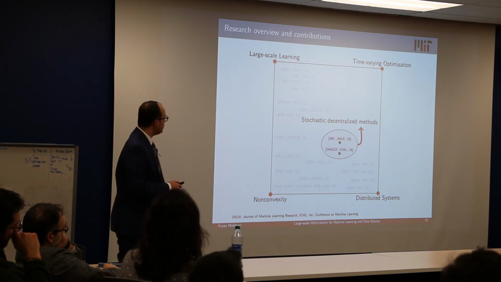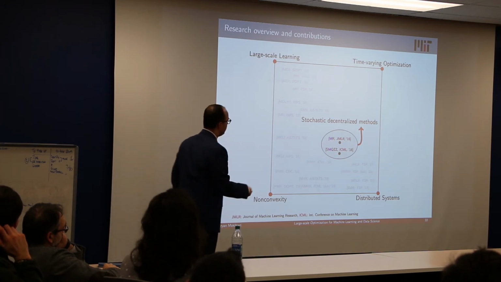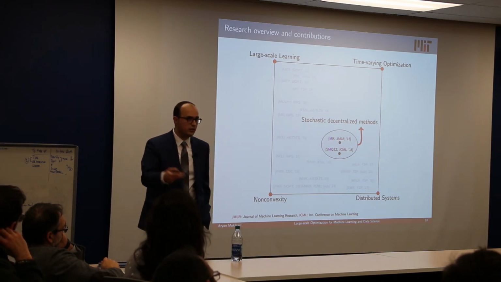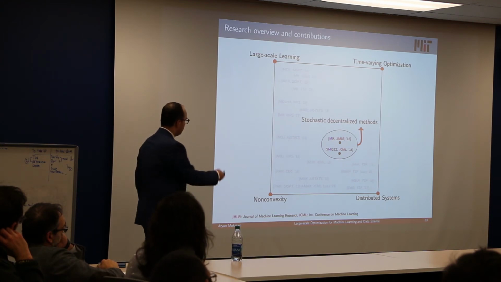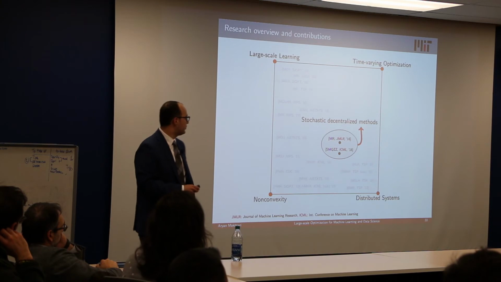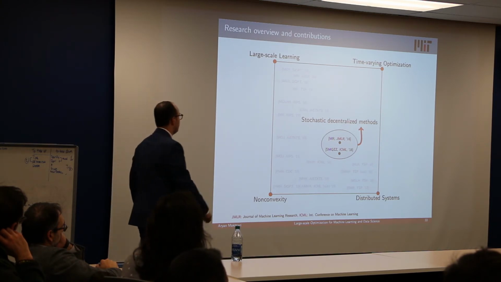Right? In such a setting, you are in the regime of stochastic decentralized methods, and in this paper, we came up with the first linearly convergent algorithm for this setup. In the follow-up paper that we published in ICML, we improved the complexity bounds in terms of the condition number of the graph and the condition number of the problem.